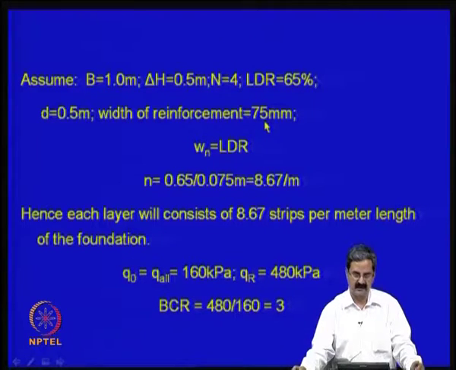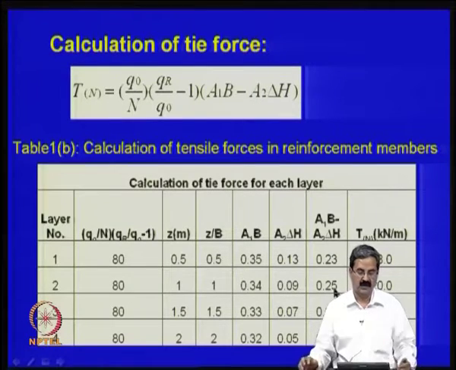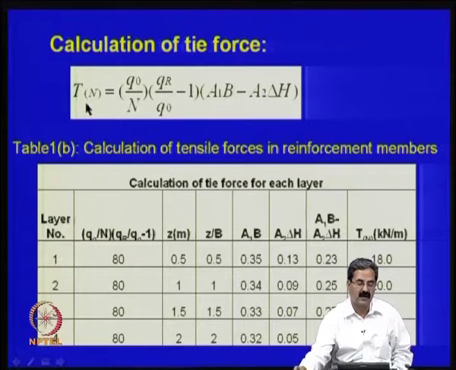This is an illustrative example, and what we need is the improvement of 480 by 160, about 3. The bearing capacity ratio required is 3. It is 3 times, not 4 times as I mentioned earlier. We need this number. As I just mentioned, we have to calculate the tie force.